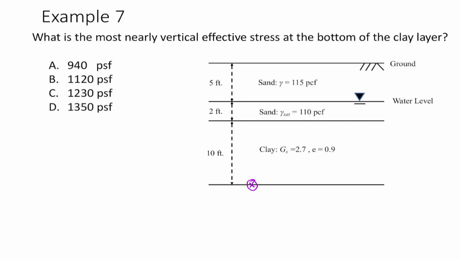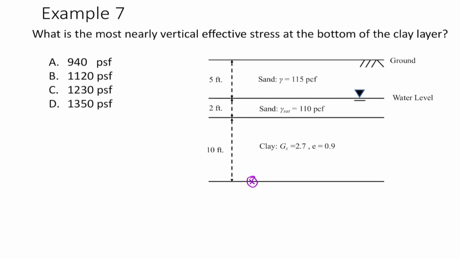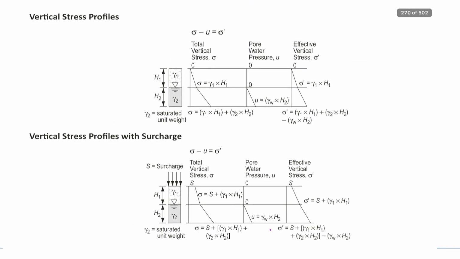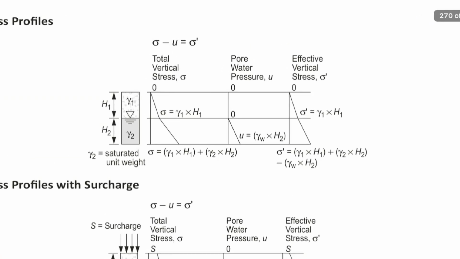Okay, so now we're back. Calculating effective stress, total stress, and pore pressure is one of the most fundamental topics in soil mechanics. We have some equations from the reference manual. You can take a look at it. This is for the vertical stress profiles. Some equations are pretty familiar: total stress minus pore pressure is the effective stress.